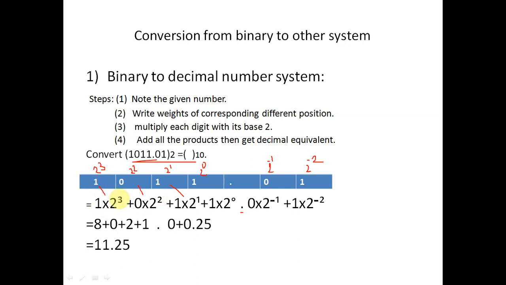2 raised to 3 is nothing but 8, and 8 multiplied by 1 is 8. 0 multiplied by any term is 0. 2 raised to 1 is 2, and 2 multiplied by 1 is 2. 2 raised to 0 is 1, and 1 multiplied by 1 is 1. 0 multiplied by any term is 0, and 1 multiplied by 2 raised to minus 2 is 0.25. So the total answer is 8 plus 2, 10, plus 1, 11.25.